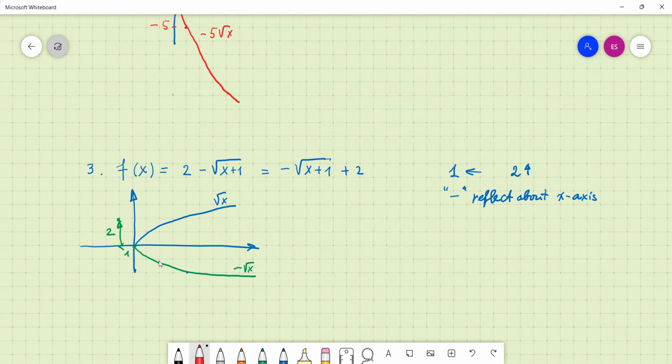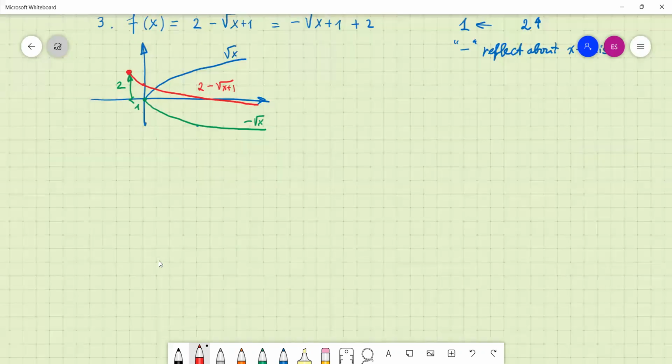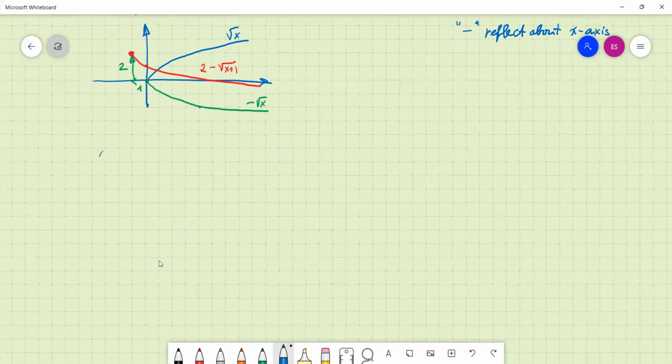And I'm going to use a different color. So that's how my square root is going to look. That's my 2 minus square root of x plus 1. Okay, so we're done with number 3, and let's move to number 4.